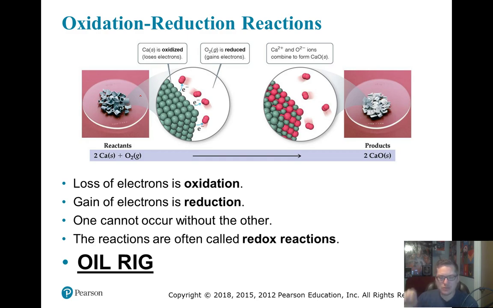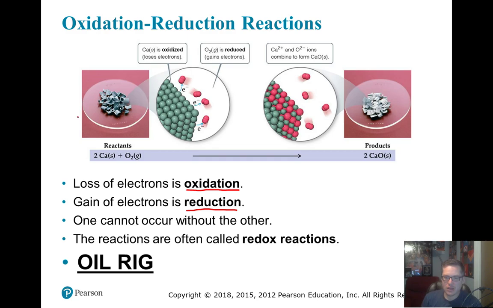Don't be afraid to pause and restart the video in certain sections as we go along. First off, we got to talk about some definitions. Oxidation is defined as the loss of electrons, and reduction is defined as gaining electrons. Anytime something loses electrons, they have to be gained by something else. So they always come in pairs. That's why they're called redox reactions, because if something's being oxidized, something else has to be being reduced.